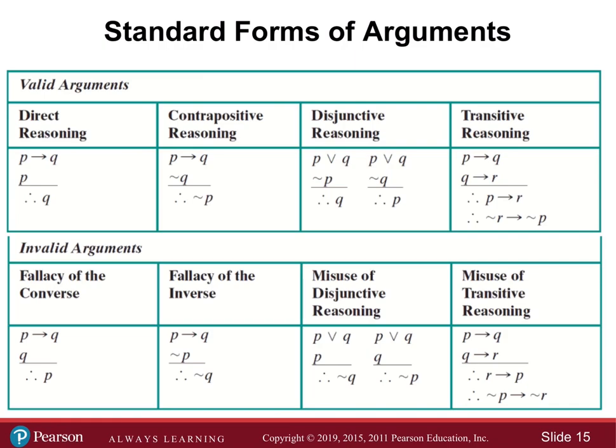Transitive reasoning: P implies Q and Q implies R, therefore P implies R. Another way you might see it is not R implies not P. All right, so that's similar to the law of transitivity.